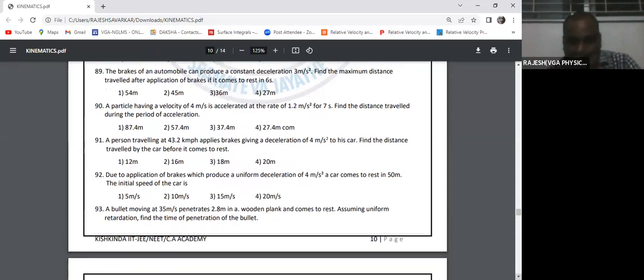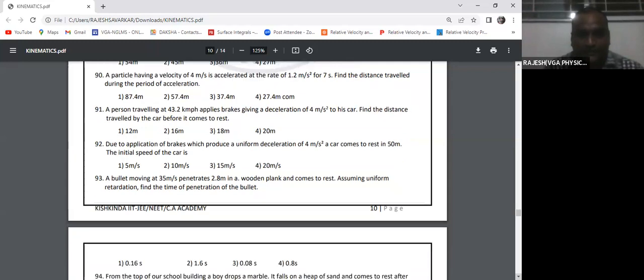A person traveling at 43.2 km per hour applies brakes, giving a deceleration of 4 meters per second square to his car. Find the distance traveled by the car before it comes to rest. Here they have given initial velocity, final velocity is 0. Acceleration we know. How to find displacement? v square minus u square is equal to 2as. Because a is given, s I have to find. So s equal to, convert 43.2 into 5 by 18, then substitute the value. v square by 2a, you will get that one as s.